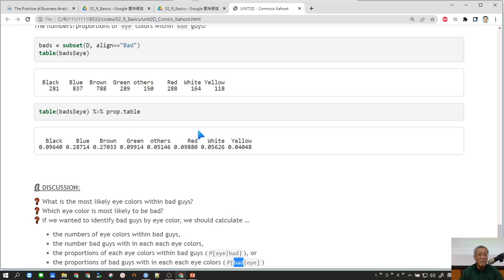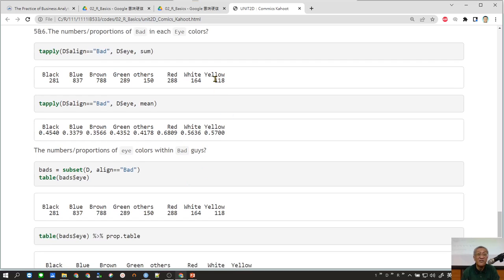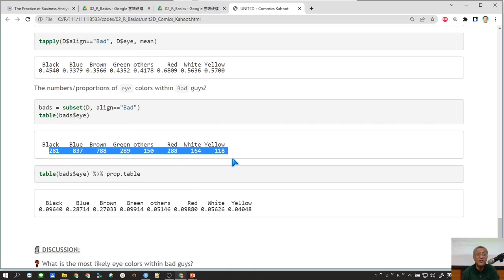Right? The number of bad guys within, sorry, the numbers of eye color within bad guys. And 2 is the number of bad guys within each eye color. It's actually the same thing, right? 2 and 4 are the same? Or I mean, the 1 and 2, they will get the same answer, right? You see this one, and you see this one, right? Now, this is the number of bad guys in each eye color. You see that? The number of bad guys in each eye color, right?